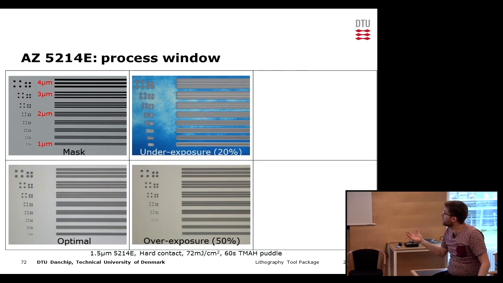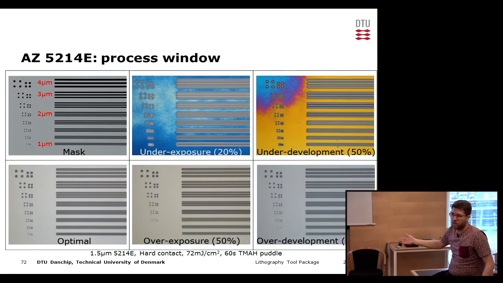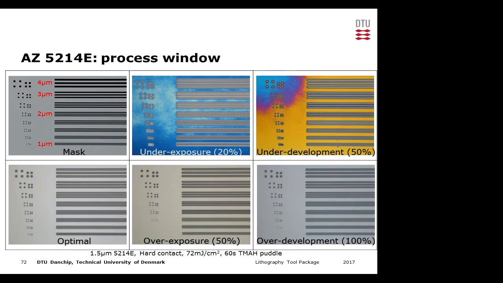So then let's see what happens if we underdevelop. We go back to the correct dose, but then we cut the development time in half. You can see this has a similar effect to the underexposure. This really destroys our process. This doesn't work. So let's go in the other direction and develop for twice as long. You can see this has a similar effect to the overexposure. The smallest structures are lost because they're completely dissolved. But the lines still look pretty okay, and the big structures look really fine.